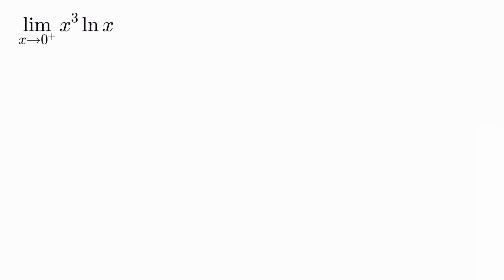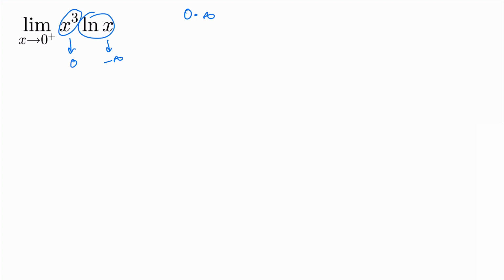In this function, we have x to the third times the natural log of x. As x gets close to 0, x to the third gets close to 0, and the natural log of x drives down to negative infinity. So this qualifies as a limit of the form 0 times infinity.